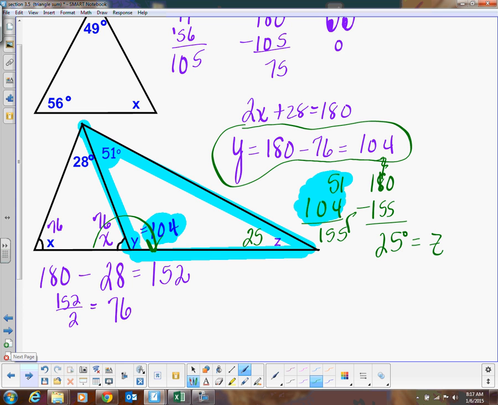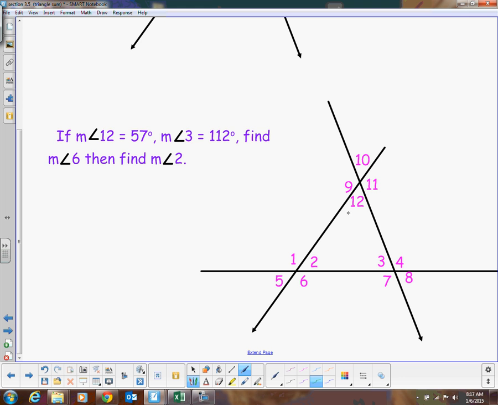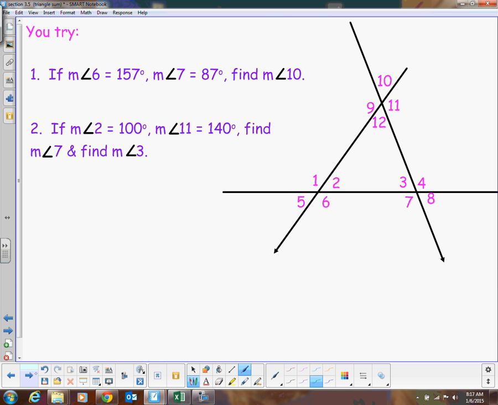All right, I'm going to jump to another diagram, and I want to look at this one. Hold on, I want a more fun one. Number 2, 11. Okay, we're going to do number 2. If I told you angle 2 is 100, and angle 11 is 140, and I want to find angle 7 and angle 3, what do you think you're going to have to do? What do you think your goal is?